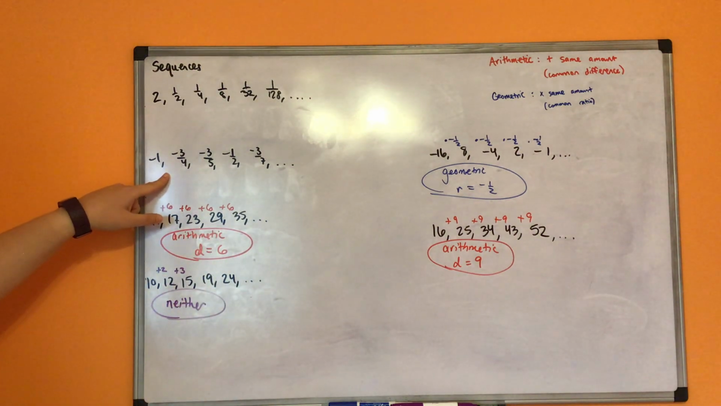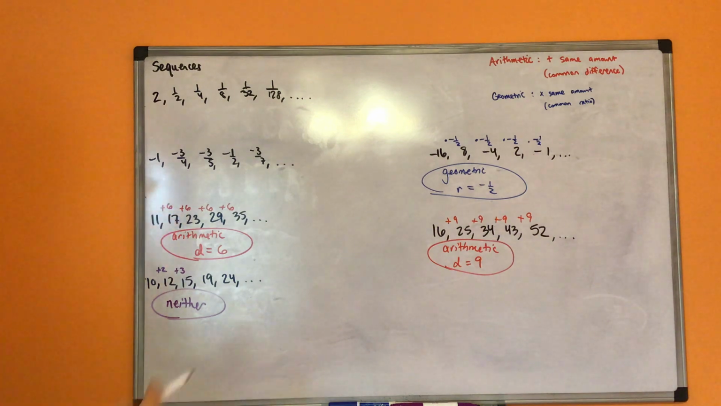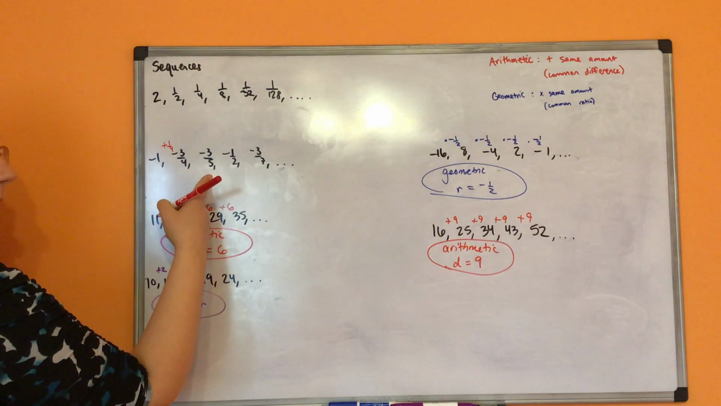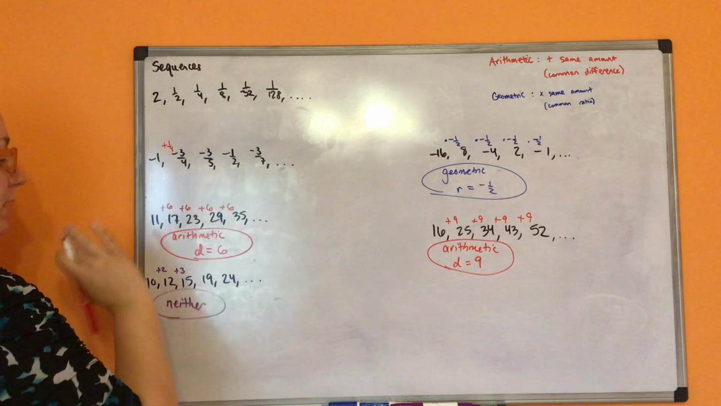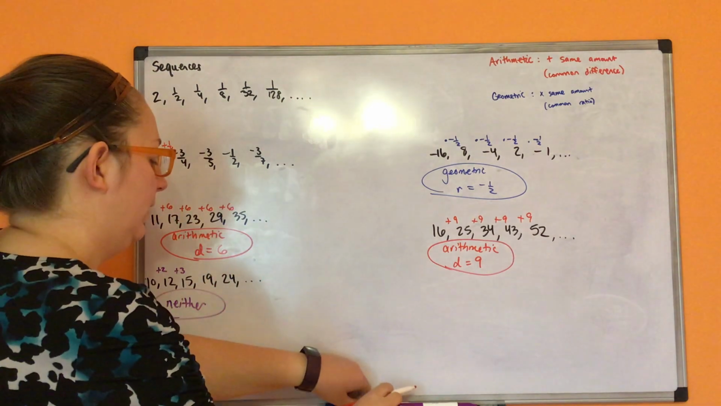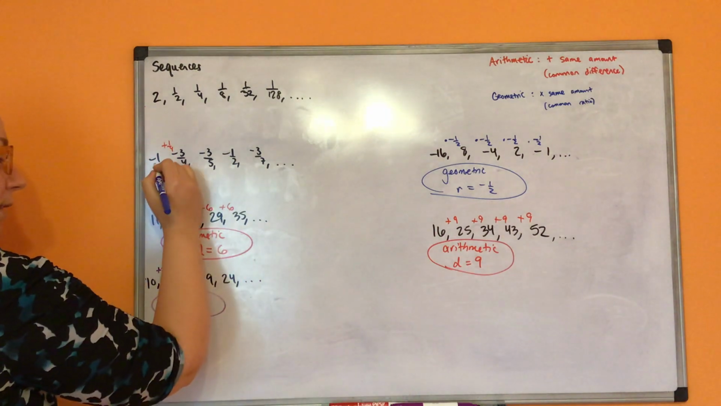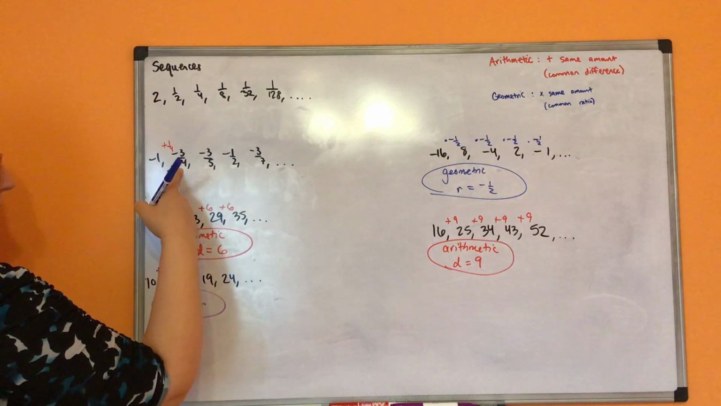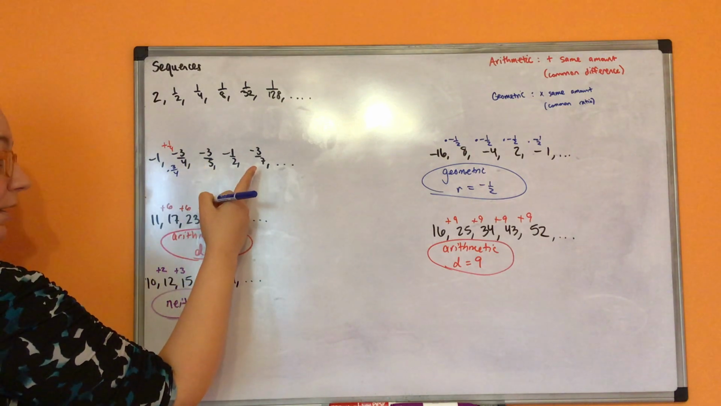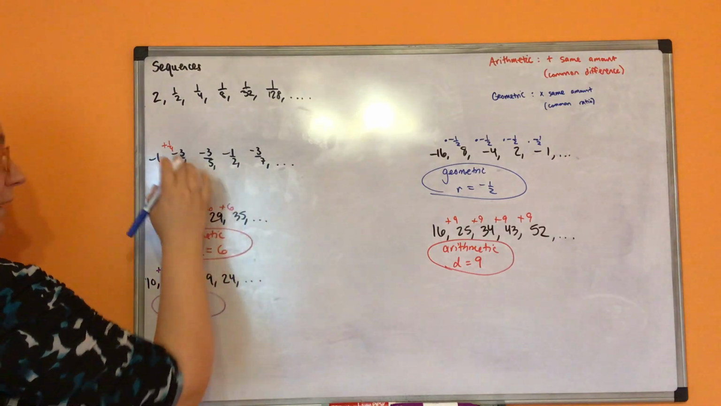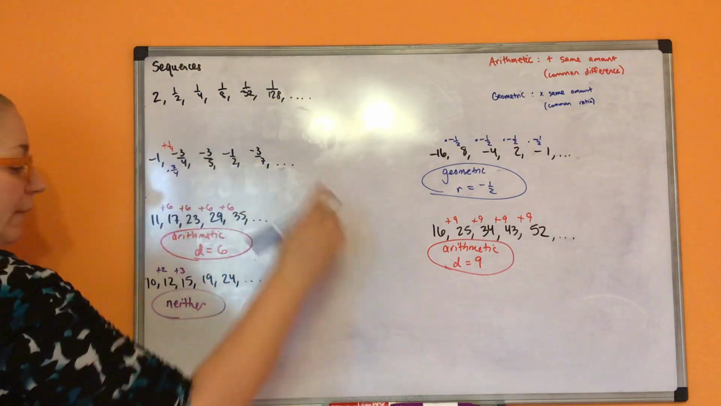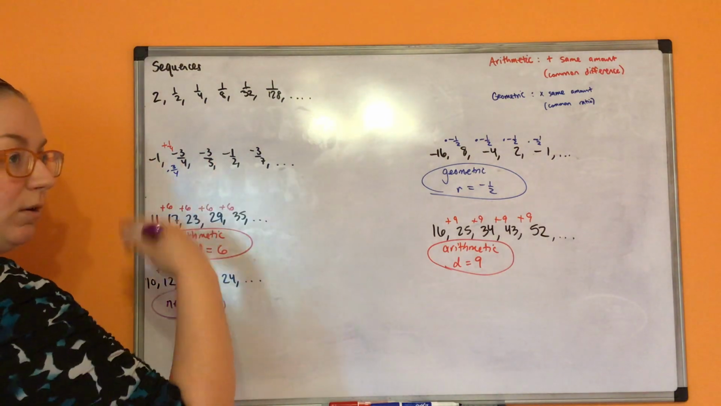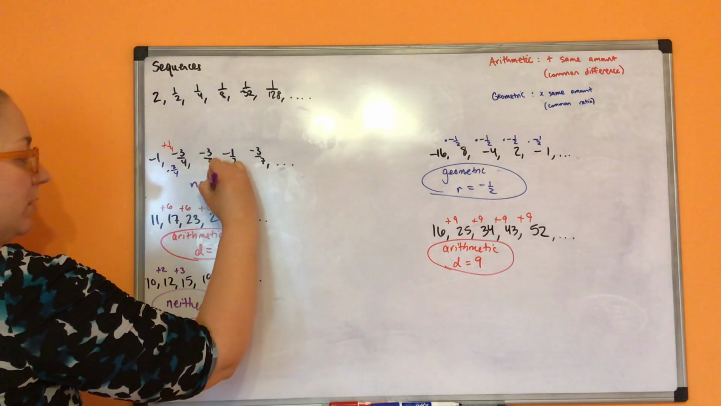Next up, to get from negative 1 to negative 3/4, I would add 1/4. It's not the same amount to get from negative 3/4 to negative 3/5. So this one's not arithmetic. To get from negative 1 to negative 3/4, I would multiply by 3/4. But if I do negative 3/4 times 3/4, I do not get negative 3/5. So I'm not adding the same amount every time, and I'm not multiplying by the same amount every time. Since we're not adding the same amount or multiplying by the same amount, this one is also a neither.